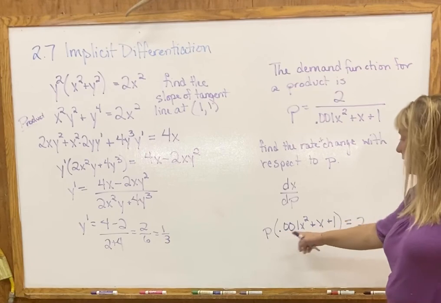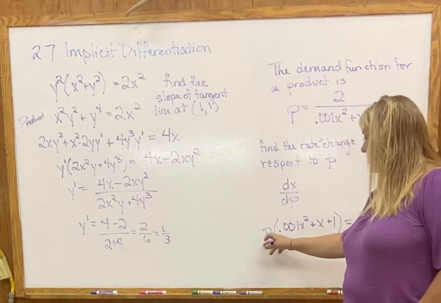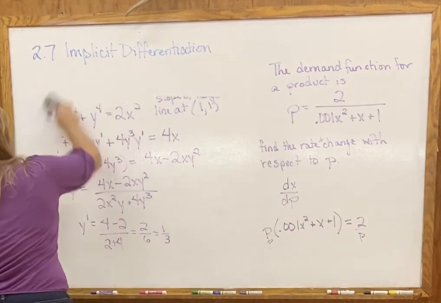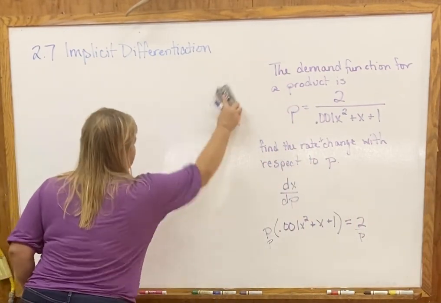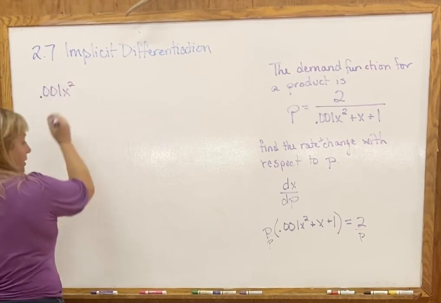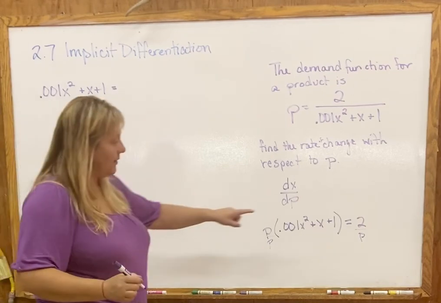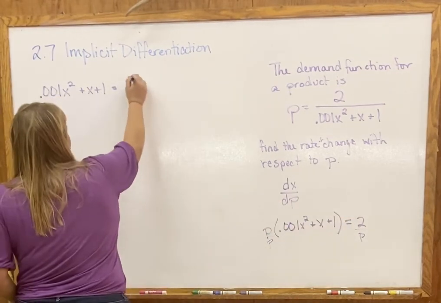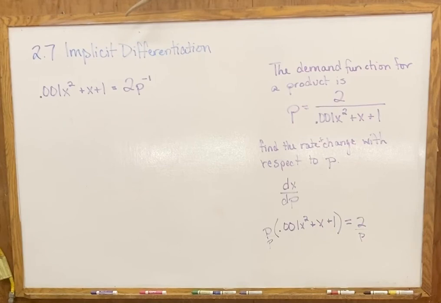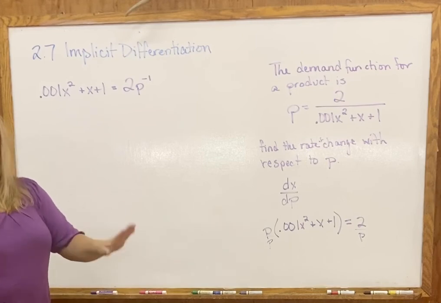Now, we could work on it at this point looking like this, but another thing we could do is actually divide the p out to the other side. Okay? And then we end up with 0.001x squared plus x plus 1 equals, and now over on this side we have 2 over p, but if I wanted I could write that as 2p to the negative 1, right? 2 over p. So now what I've done is I've just rewritten the problem. We haven't done any derivatives, we haven't changed anything, we've just rewritten it.